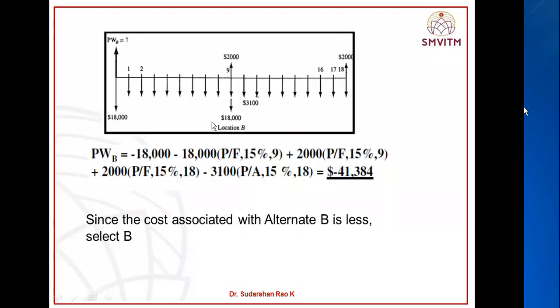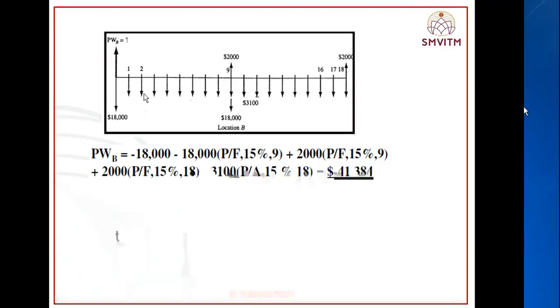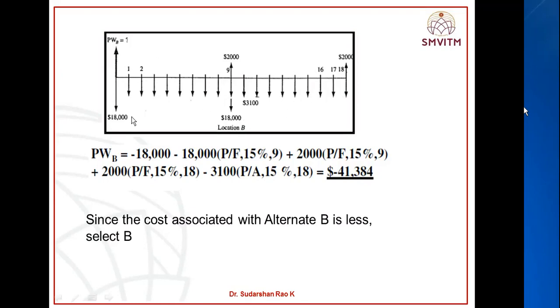For the second alternative, B, the life is 9 years, so it should be repeated twice, the first cycle and second cycle. The first cycle of B has an initial investment of 18,000 and 3,100 every year for 9 years, then a return of 2,000 at the end of the 9 years. Then the second cycle, once again at the end of the 9th year, 18,000 investment, 3,100 for the next 9 years, then 2,000 at the end of the 18th year. Twice it should be repeated.